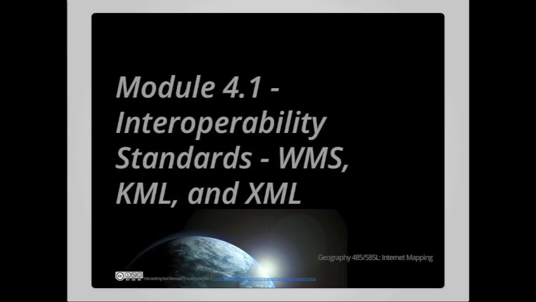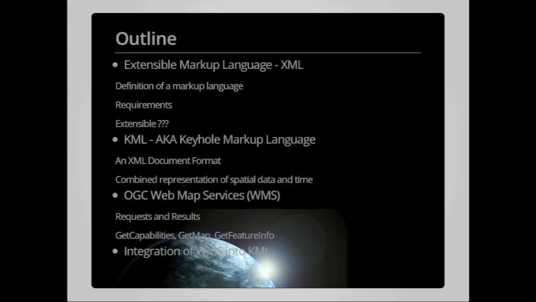Welcome to Geography 485, 585L, Internet Mapping, Module 4.1, Interoperability Standards, WMS, KML, and XML. This week we will be covering three primary topics, starting with the Extensible Markup Language, or XML, and the basic characteristics of that language, as it is a foundation for our understanding of both information related to the Keyhole Markup Language, or KML, and also the service metadata that is provided by the Open Geospatial Consortium Web Map Services.